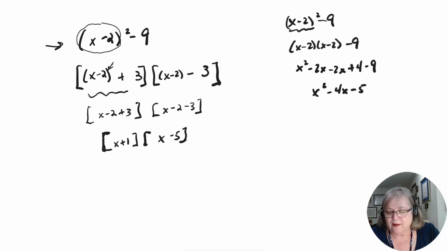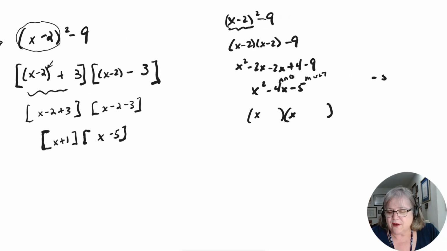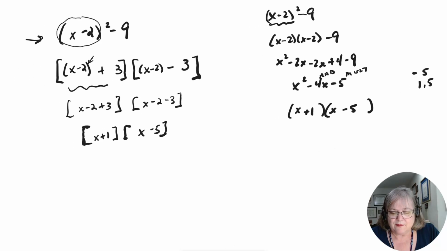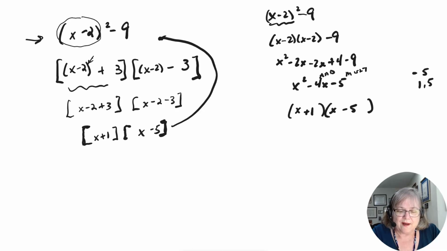Okay. Now this is a trinomial with a lead coefficient of 1. This was done in an earlier video. What multiplies to negative 5 and adds to negative 4? Well, the only factors of 5 are 1 and 5. And if I want a negative 4, it's a negative 5 and a plus 1. Oh, well, okay. These two things do match. So even though it doesn't look like this right here yields that, but it does.